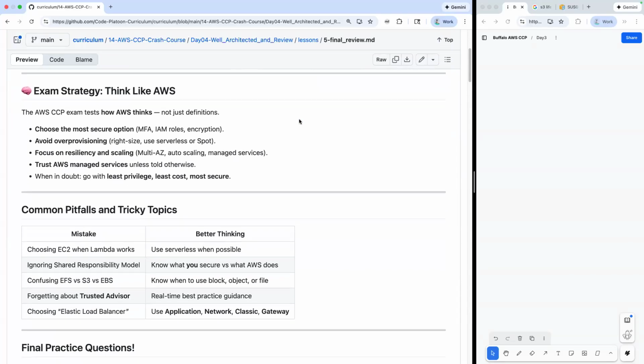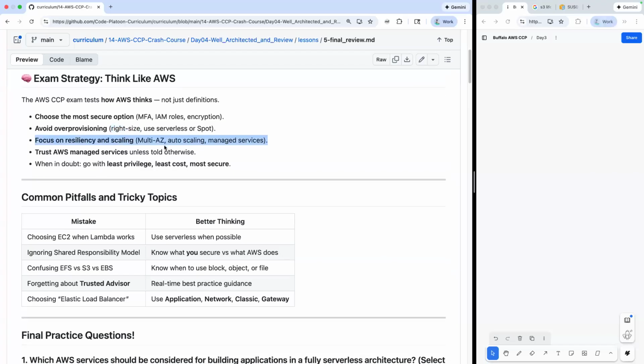So thinking like AWS, exam strategy. This exam tests how AWS thinks. It's always going to want us to choose the most secure option: multi-factor authentication, IAM roles, encryption. Turning off encryption is never going to be an answer for anything. So you're always going to want more security. You're usually going to want to have less, not more, avoiding over provisioning: serverless, spot instances, right sizing.